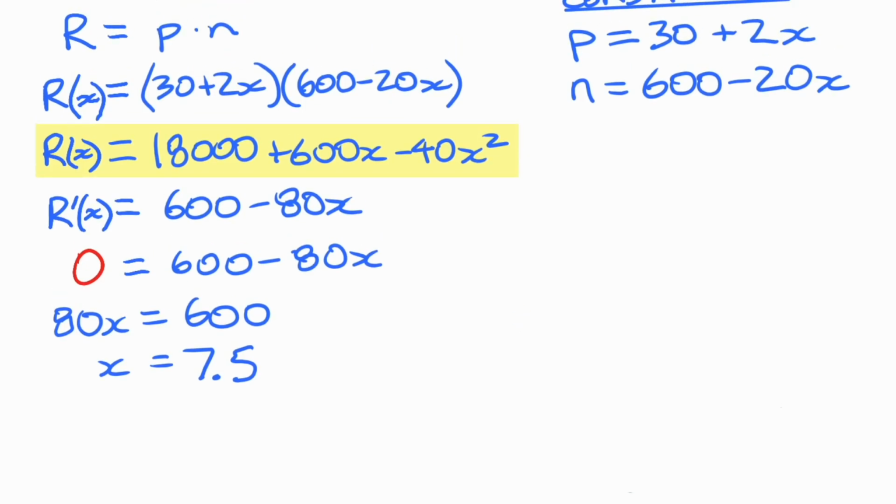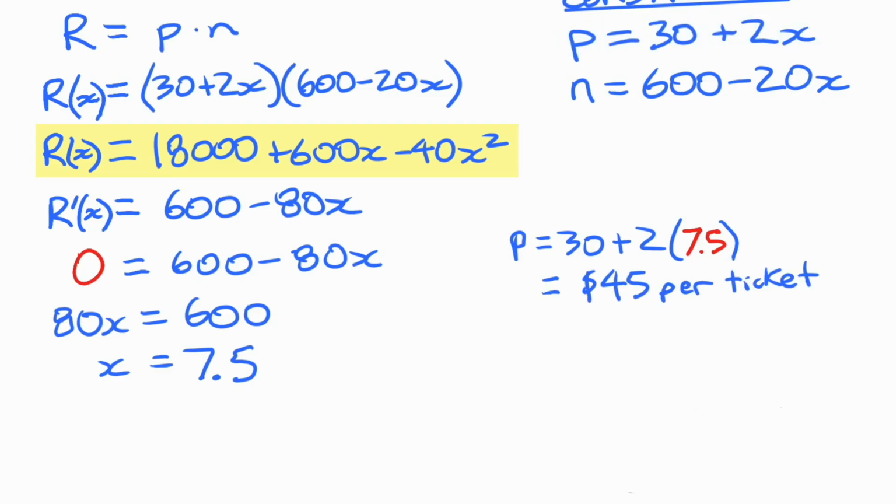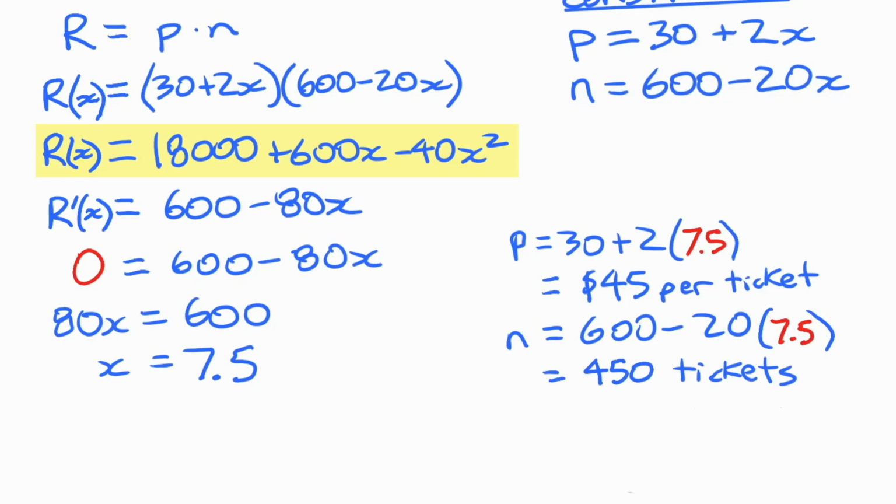So we can go back to our couple of constraints here and find the values for those. So we can find the ticket price here, and it's just substituting the value we got here, 7.5, into our equation for price, and then that's going to be equal to $45 for each ticket. And we can also find the number of tickets we can expect to sell as well by substituting 7.5 into that equation. So when you do that, you get that that is equal to 450 tickets.